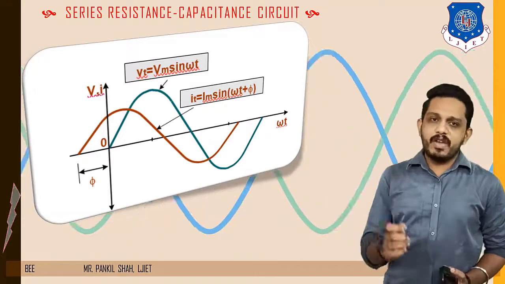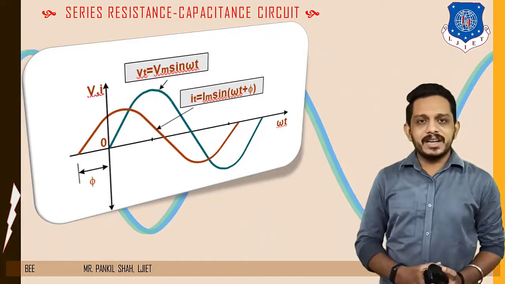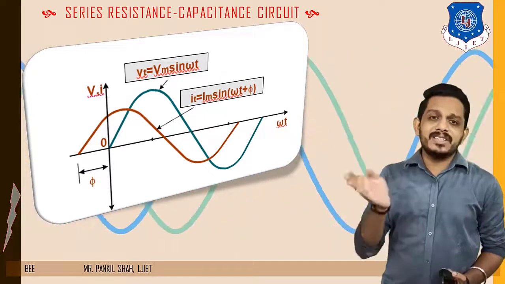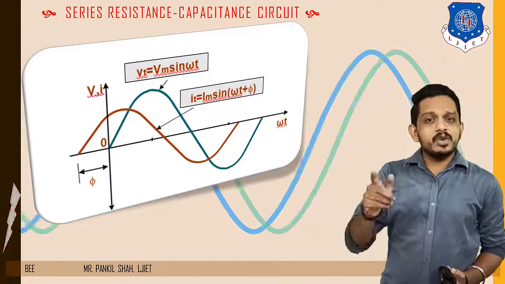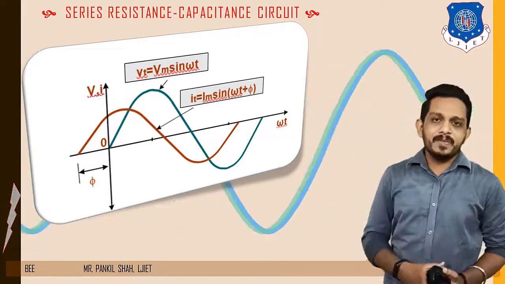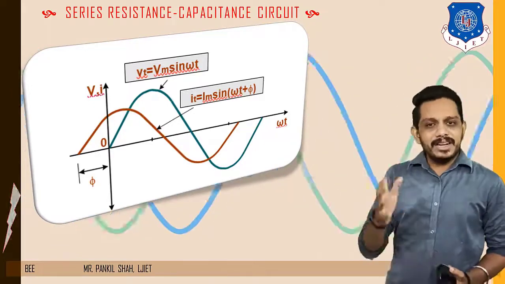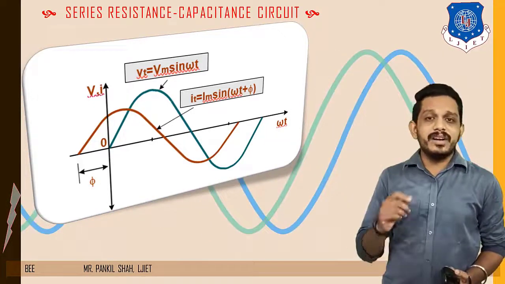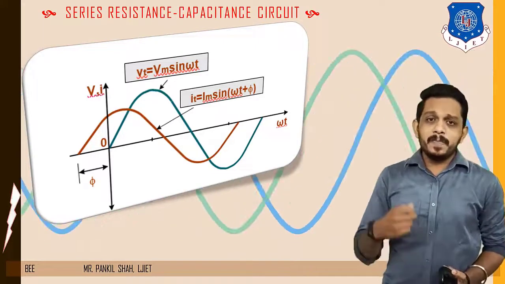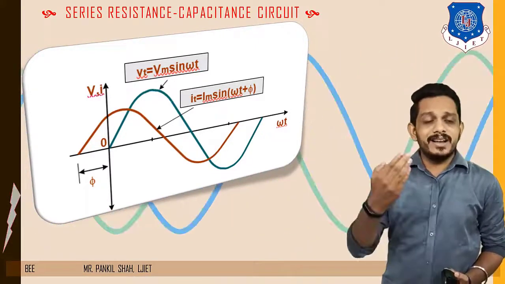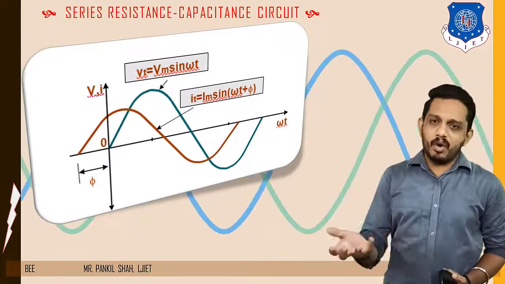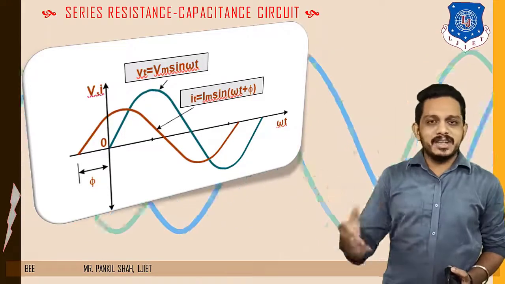Now let's draw the waveform of the current. In the case of the RL circuit, we drew the waveform of current starting after 0 degrees, but here it is leading, so we will start the waveform of current before 0 degrees by phi angle. So you can see that we have started the current quantity just before the voltage quantity by phi degree. That means the current quantity will complete its full cycle just before 2 pi. So this is the waveform of the voltage and current in the case of the series RC circuit.